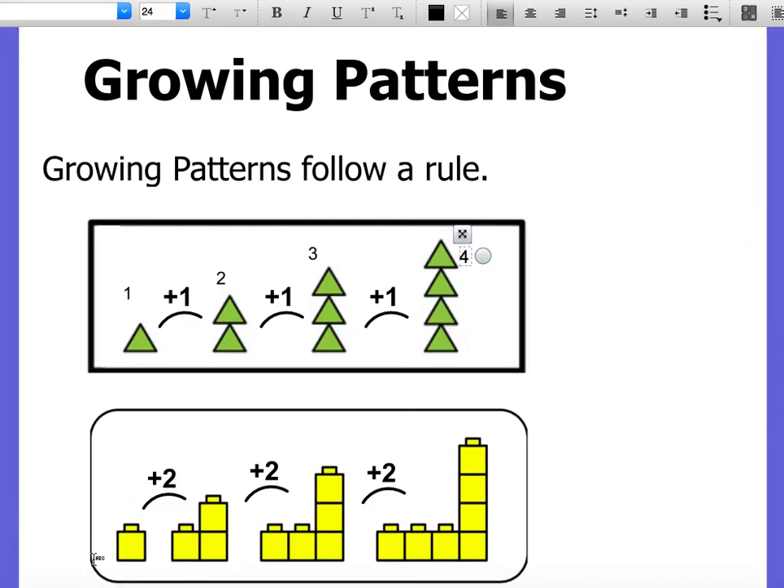Now, our next growing pattern is down bottom. Down bottom, we have one little unifix cube. Plus two is how many? Let's count. Count with me. One, two, three. If you said three, you are absolutely correct.